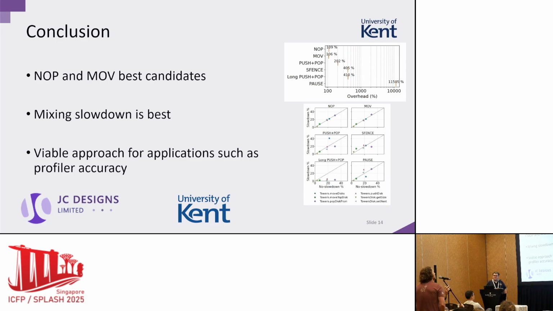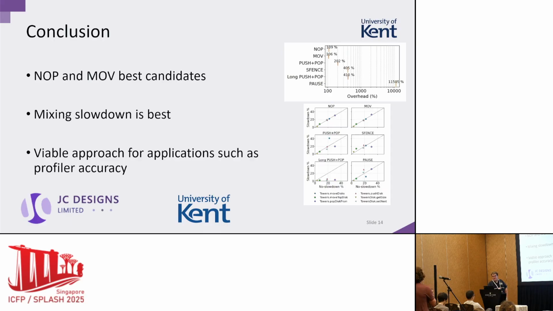Thanks for the talk. I'm wondering if you've generalized this to programs that will run on multiple cores, and whether that would change the instructions you use for slowdown, because SFENCE obviously would change the ordering sort of thing. But have you generalized this to other sorts of programs?